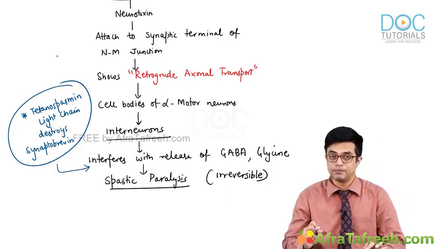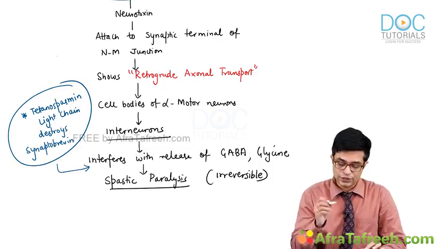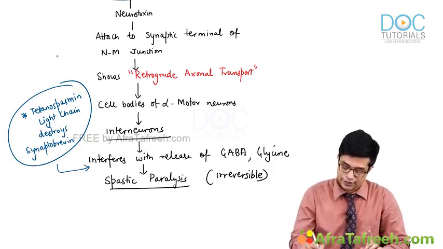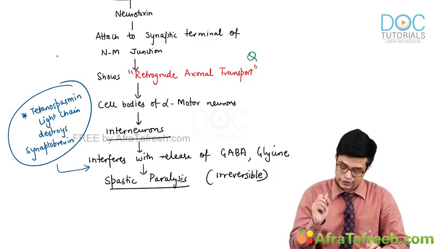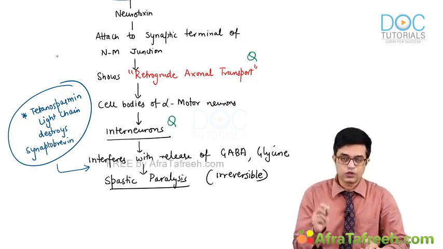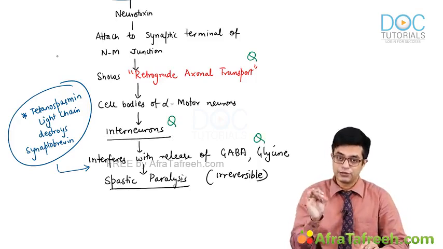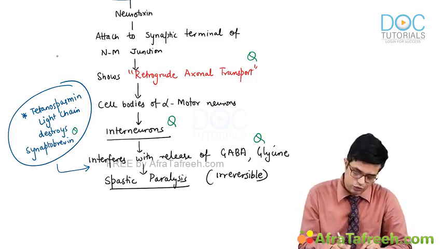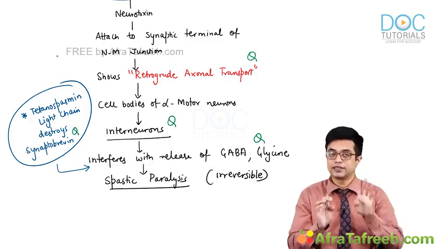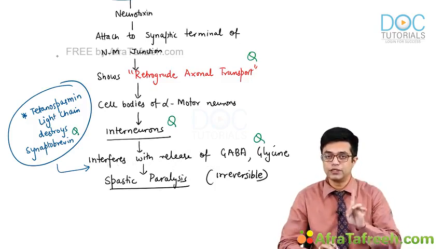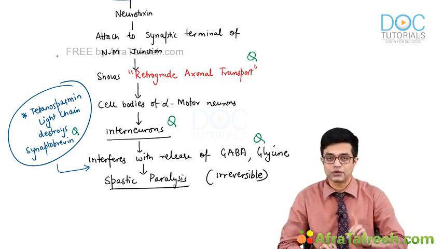This is the mechanism. Now, the potential MCQs which can be asked: retrograde axonal transport, this is the keyword; interneurons in spinal cord; interferes with the release of GABA and glycine, which are inhibitory neurotransmitters; and synaptobrevin is destroyed by the light chain. These are the four things that you should remember regarding the mechanism of this toxin.